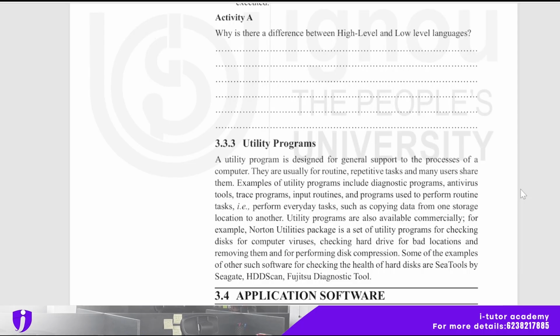The next topic is utility programs. A utility program is designed for general support of the processes of a computer. They are usually for routine, repetitive tasks and many users share them. An example is also given here.